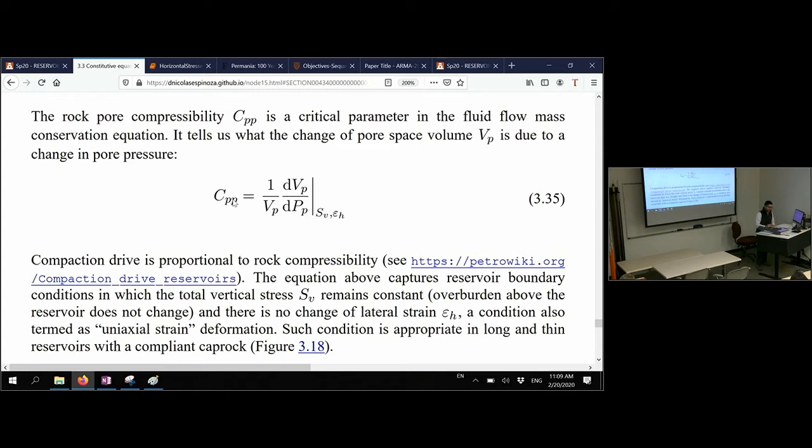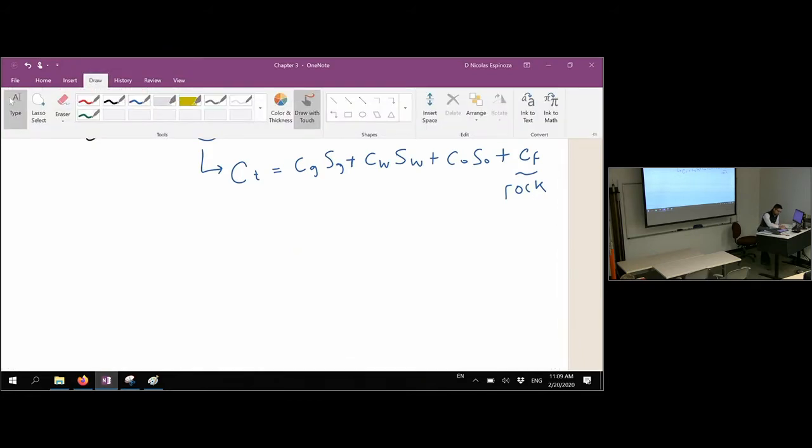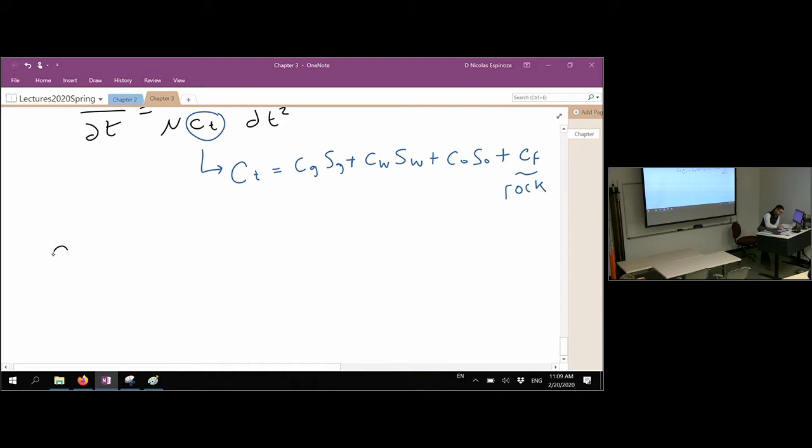All right, so let's see how we can calculate this quantity, which tells us the variation of porosity with change in pore pressure, to something that we already know in mechanics and in the mechanical properties that we have already seen. All right, so here in my notes, I don't have the derivation of this, but we're going to do it very quickly, and I'm going to add it later to my notes. I'm just going to rewrite the equation that we had before. This is C_PP, the variation of pore volume per unit of pore volume due to variation of pore pressure, considering that the vertical stress stays the same.